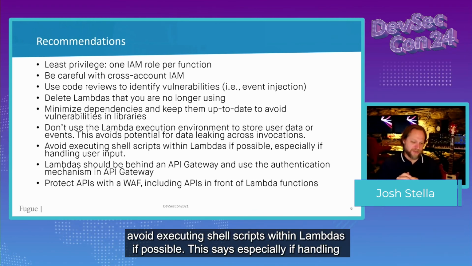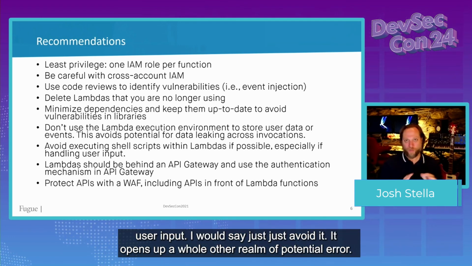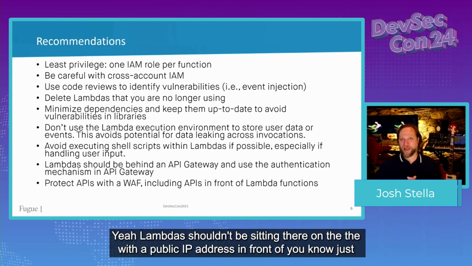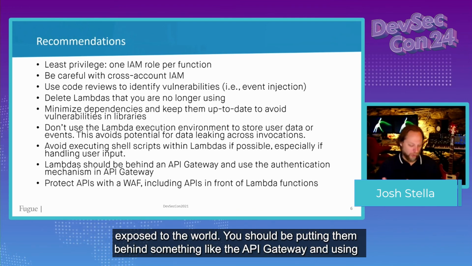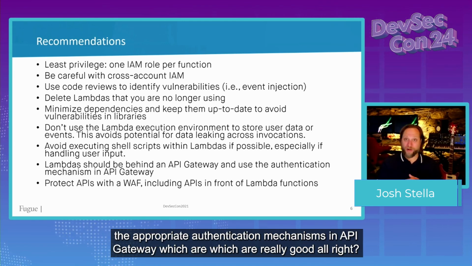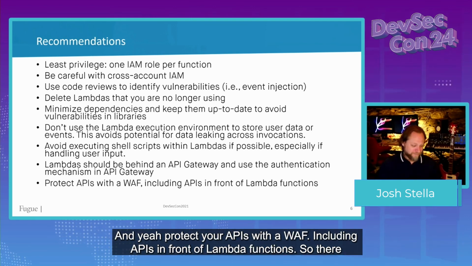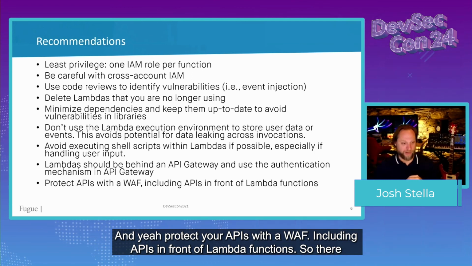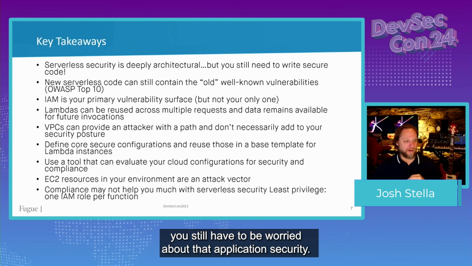All right, avoid executing shell scripts within Lambdas if possible. This says, especially if handling user input, I would say just avoid it. It opens up a whole other realm of potential error. Lambdas shouldn't be sitting there with a public IP address, just exposed to the world. You should be putting them behind something like the API Gateway and using the appropriate authentication mechanisms in API Gateway, which are really good. And protect your APIs with a WAF, including APIs in front of Lambda functions. So you still have to be worried about application security.